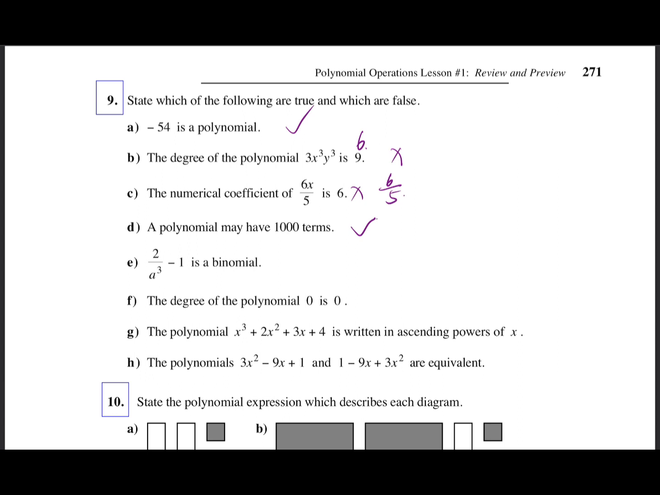And E, this is binomial, which is wrong, because we rewrite it as a to the power of -3, so this is not a polynomial. The degree of a polynomial 0 is 0. Yes. And G, this one is written in ascending power. This is descending power, so this is wrong. And the last one, the polynomials are equivalent, yes.